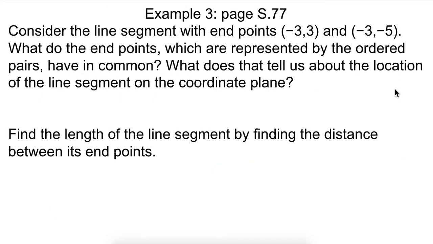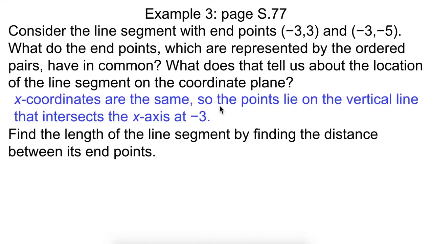Okay, so consider the line segment with endpoints (-3, 3) and (-3, -5). Again, what do these have in common? Again, ordered pairs, and what does that tell us about the location? Yes, they both do have that -3 in common, don't they? What does that tell us? The point lies on the vertical line, through the x-axis at -3.